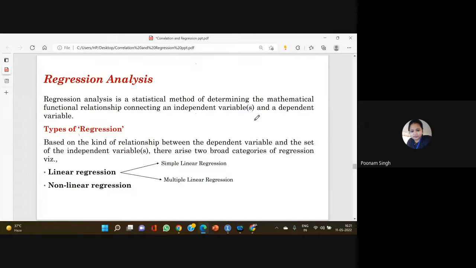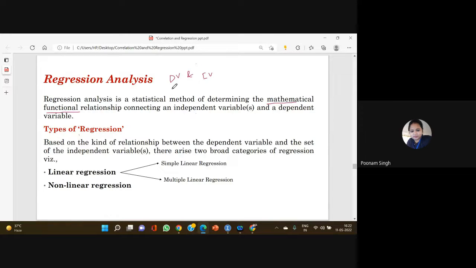So correlation coefficient को हम जब यूज कर रहे थे एज अ स्टैटिस्टिकल टूल, तो ये correlation coefficient was describing the type, means positive, negative or uncorrelated, and intensity of linear relationships such as high or moderate between two variables. But it fails to give the mathematical functional relationship between the two variables. So regression analysis is a statistical method for obtaining the functional relationship between a dependent variable and an independent variable.